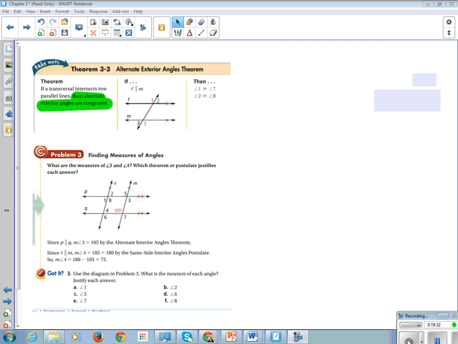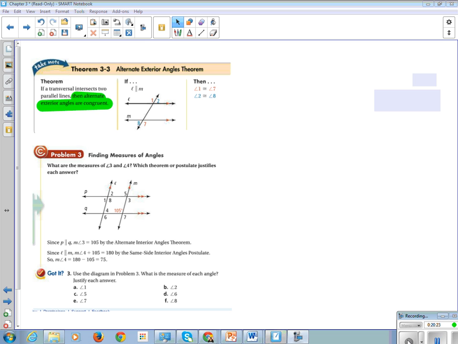What are the measures of angle 3 and 4? Which theorem or postulate justifies each answer? So the measure of angle 3 is, so if we use P and Q as our parallel lines and M as our transversal, then 3 and this 105 are congruent by alternate interior angles. And then measure of angle 4, those are same side if we use angle L and M as parallel lines, and Q is our transversal. 4 and 105 are same side interior, so they are supplementary. So I just subtract 105 from 180, and I know that angle 4 is 75.